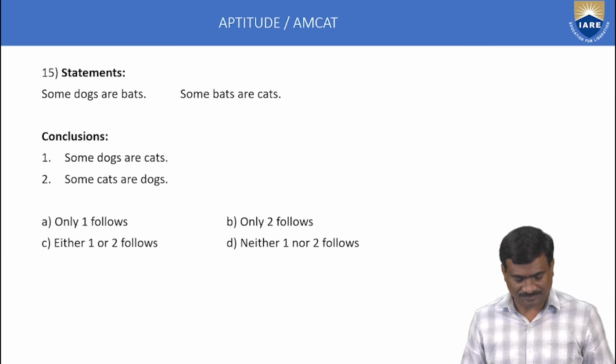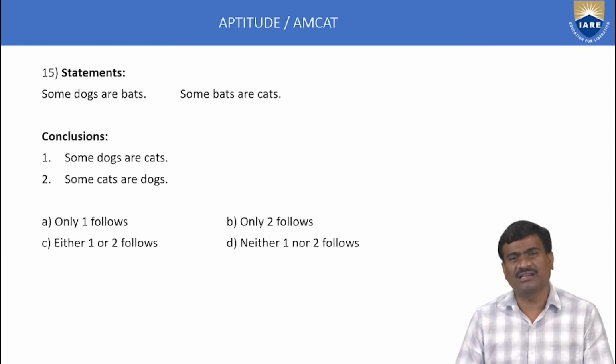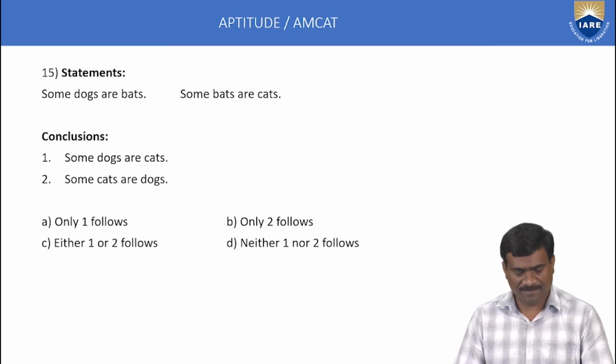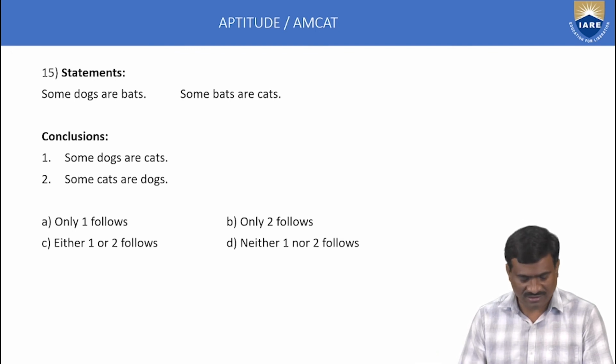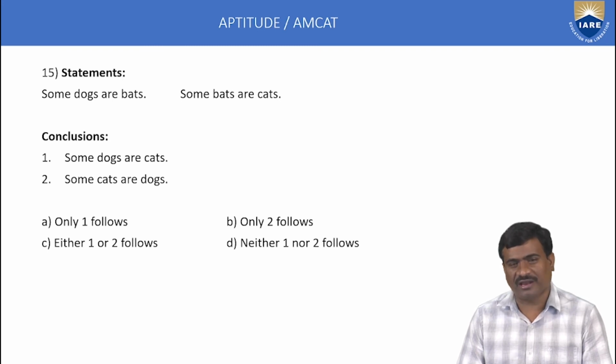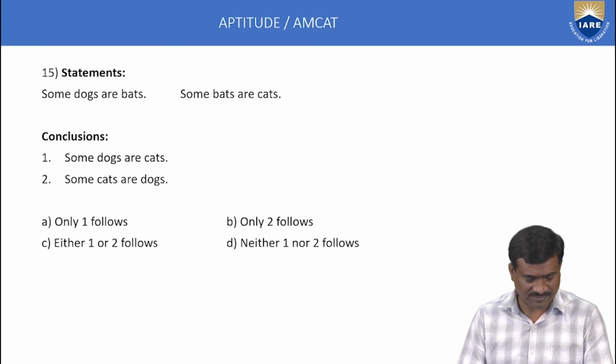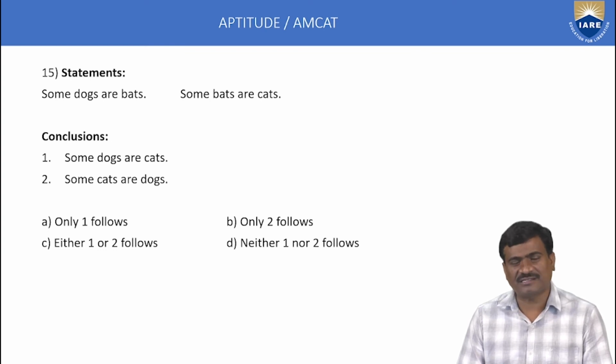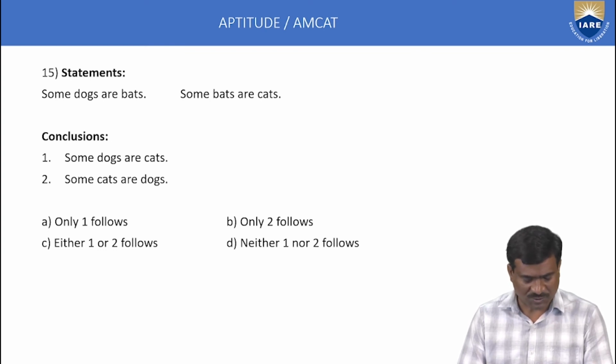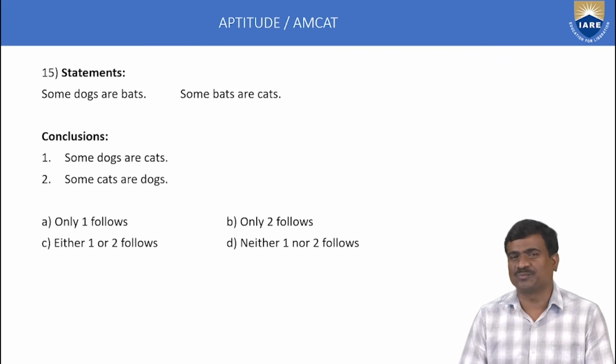Next, the 15th example, statements and conclusions. Some dogs are bats, some bats are cats. Conclusions: 1. Some dogs are cats, 2. Some cats are dogs. Option A only 1, B only 2, C either 1 or 2, D neither 1 nor 2.